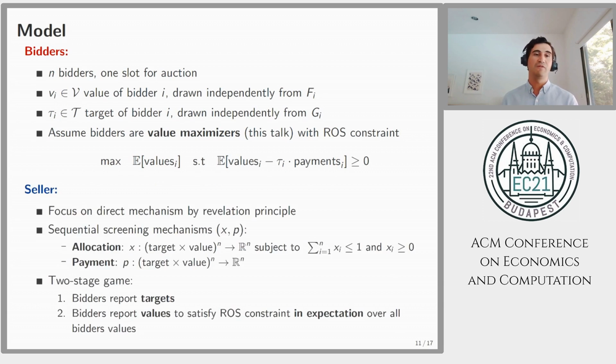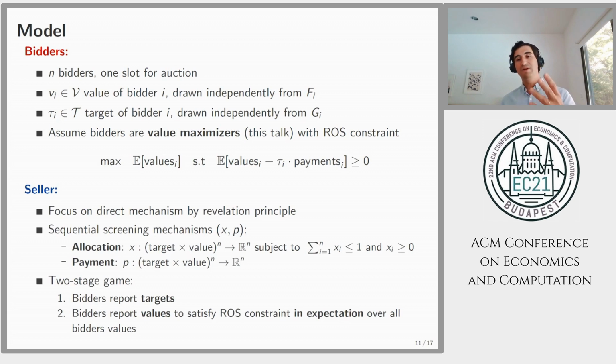In terms of the seller, we want to focus on direct mechanisms by the revelation principle. What is a sequential screening mechanism? It is a pair X and P. The first component, X, is the allocation that is going to determine, based on the target and the value reports, who gets allocated the item. This should satisfy that the sum is at most one, and all entries are non-negative. And then there is a payment based on the target and the values that are reported. Now we're going to model our problem as a two-stage game in which bidders first report their target, and then they report their values to satisfy the return on spend constraint.